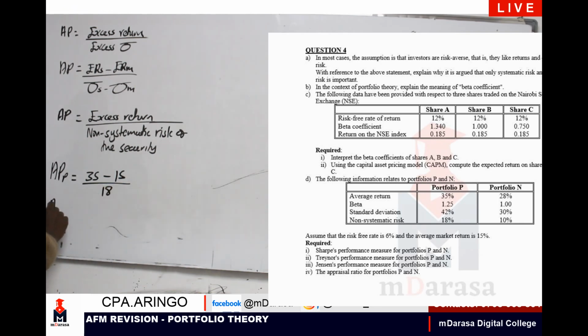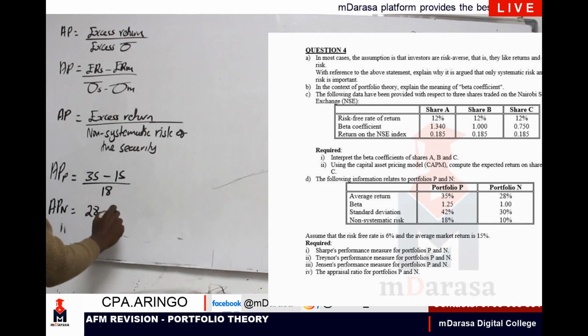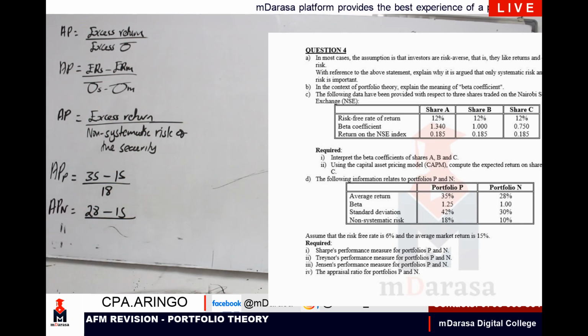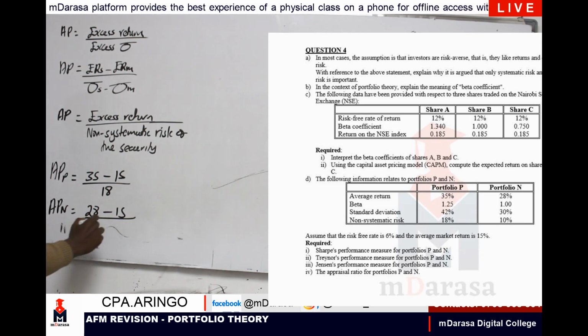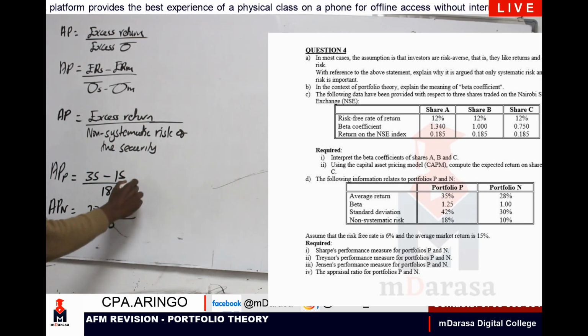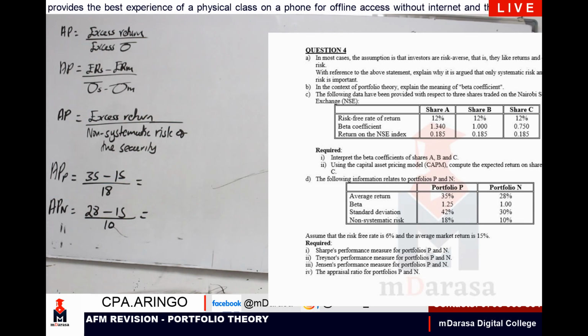Then the appraisal ratio of security N, the same concept: return, which was 28, minus the expected return of the market, which is 15, to get excess. We divide by the non-systematic risk of our security N, which I'm given as 10. So therefore, what will be our appraisal ratio in that context?